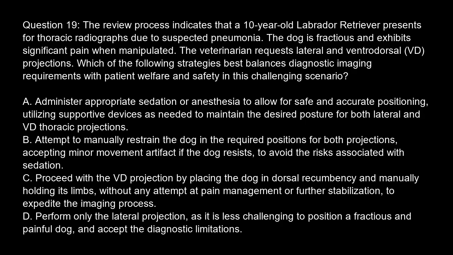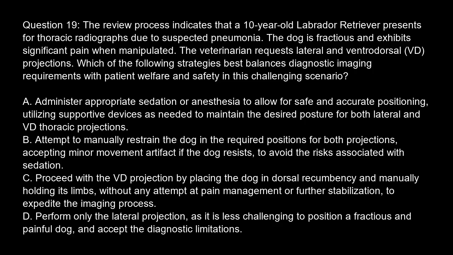Question 19. The review process indicates that a 10-year-old Labrador Retriever presents for thoracic radiographs due to suspected pneumonia. The dog is fractious and exhibits significant pain when manipulated. The veterinarian requests lateral and ventrodorsal (VD) projections. Which of the following strategies best balances diagnostic imaging requirements with patient welfare and safety in this challenging scenario?